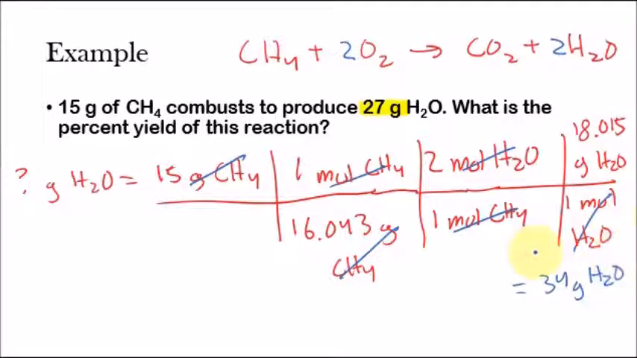Excellent. Okay, so from here, this is what's called the theoretical yield. It tells us how much should be created. Now the actual yield is given to us here, because this is telling us how much is actually created, okay?